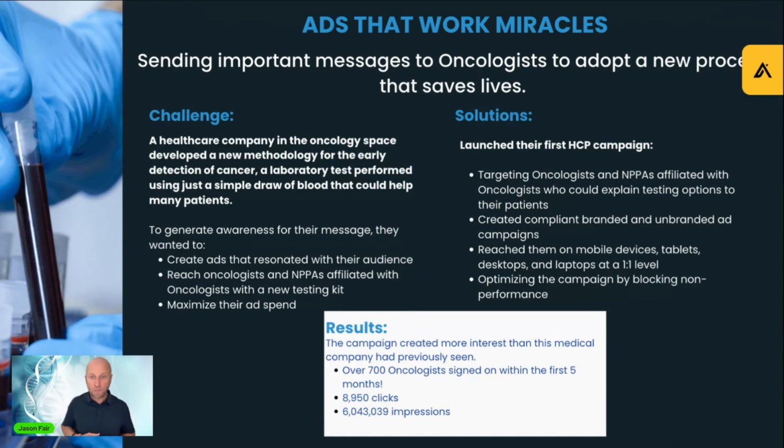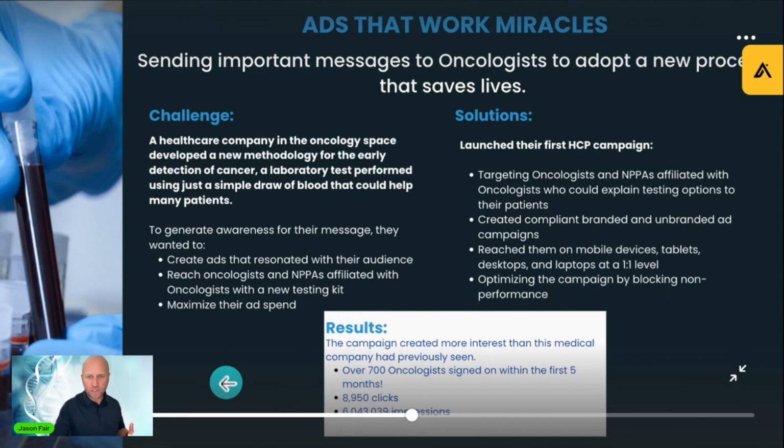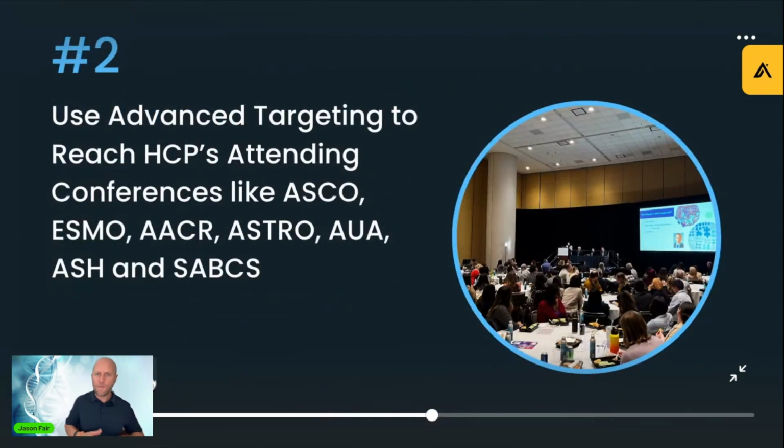And we drove some amazing results for this client. This was the campaign that actually created the most interest than any other previous campaign that they've done before. We generated over 700 oncologists that signed up within the first 5 months. And this was actually a long-term campaign. Think about it for a moment here. Most campaigns, you're not going to be able to influence these medical oncologists, right, in 30 days, a couple months. It definitely takes time. This was on a 1-year campaign, but we generated some great results pretty quickly within the first 5 months. We drove close to 9,000 clicks and had about 6 million ad impressions. So definitely super successful.